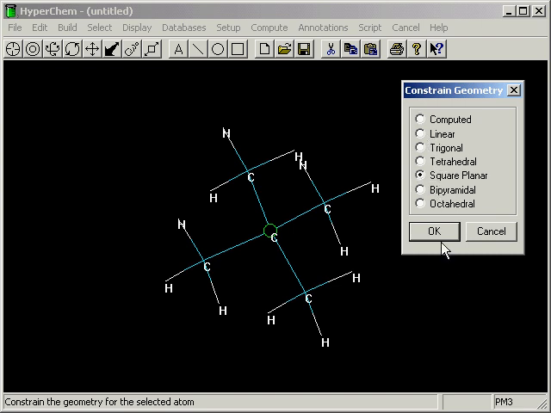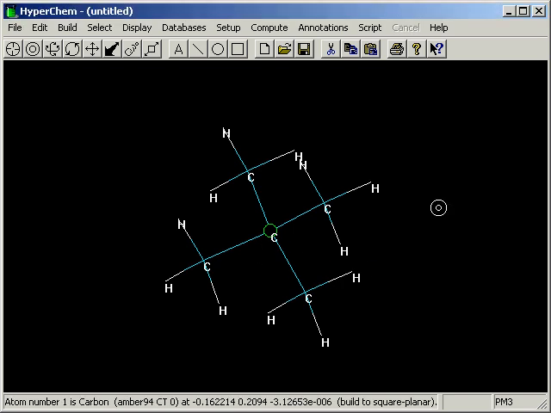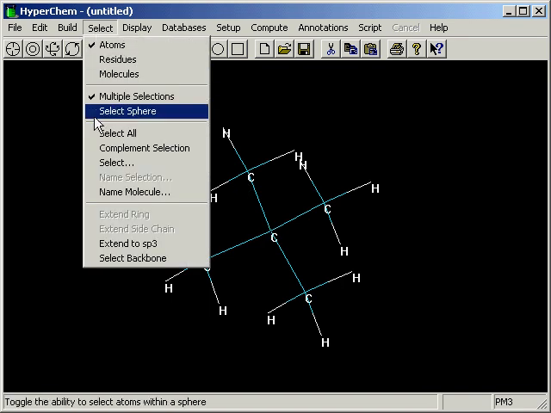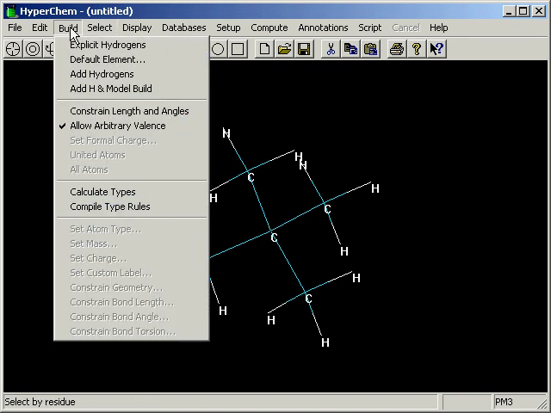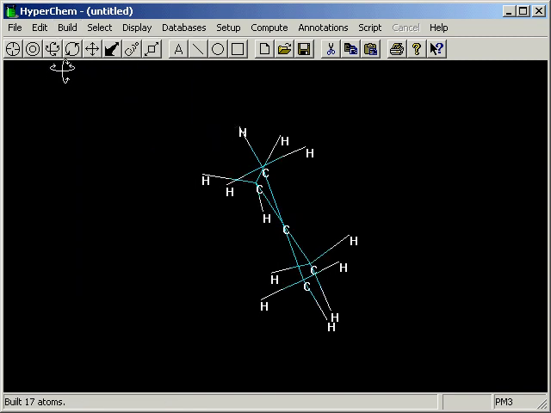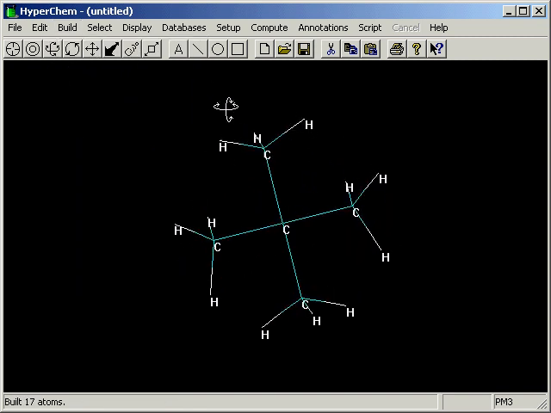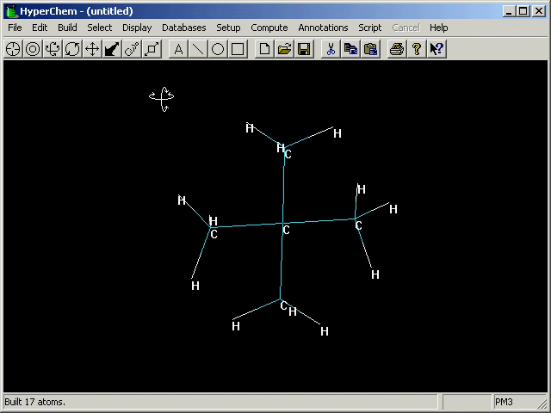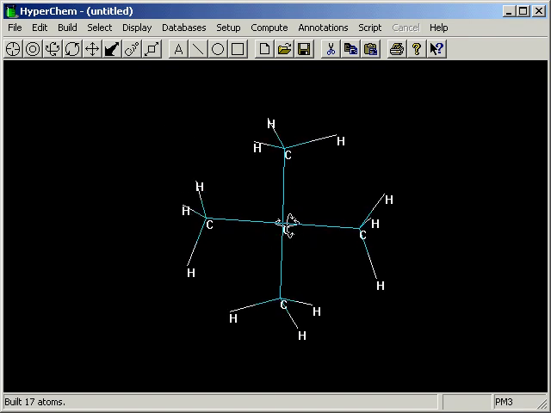And what we're going to do is constrain this geometry to be square planar. So we've now constrained this atom to be square planar. That constraint takes place when we model build. So if we now model build, what we get is a square planar carbon. And so that's a constraint to this atom geometry. If we select this atom, you'll see on the status line that it's built to square planar.